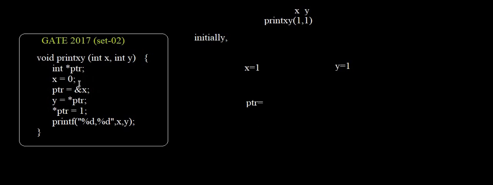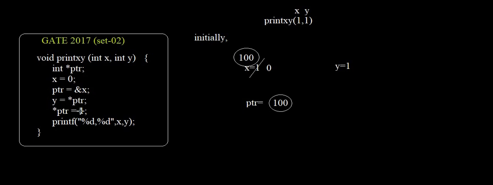And here x is assigned 0, so I've cancelled 1 and put 0 here. Next statement says that the address of x has been assigned to ptr. Let's say the address of x is 100. This 100 has to be assigned to ptr. Next statement says that *ptr should be assigned to y.